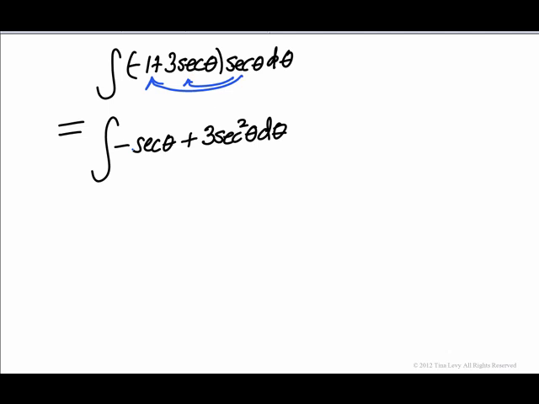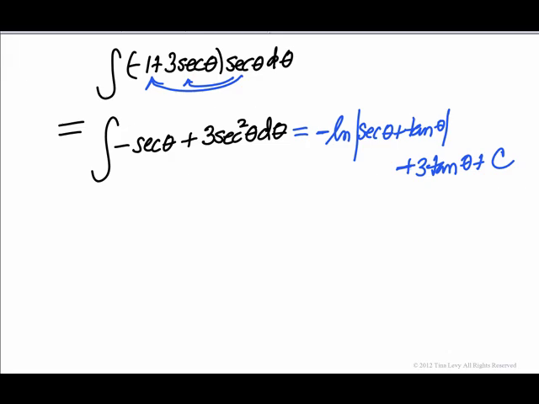Okay, so now I do these antiderivatives. I have to memorize that the antiderivative of secant is the log of secant plus tangent. So this becomes negative the log of secant theta plus tangent theta. And for 3 secant squared, the antiderivative of secant squared is tangent, so it's 3 tangent theta plus a constant. We now have a very nice answer, but it's only in theta, and we have to go back to x.